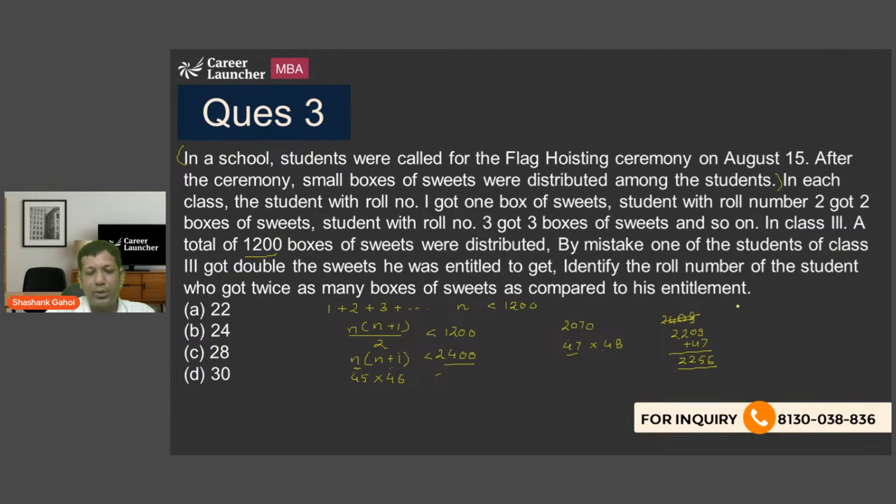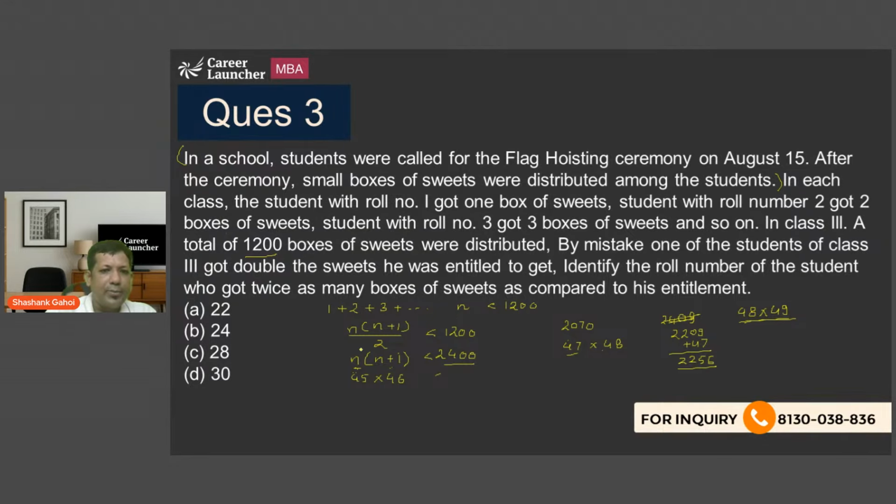Let's put 48. So 48 into 49. That is going to be 20 less than 2400. ठीक है. So मतलब जो n की value होनी चाहिए वो 48 के आसपास होनी चाहिए. अगर हम calculator use करेंगे तो थोड़ा जल्दी आ जाएगा. Calculator use नहीं करेंगे so manual calculation थोड़ी तो रहेगी.